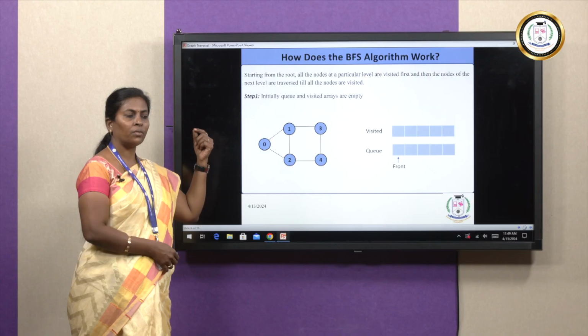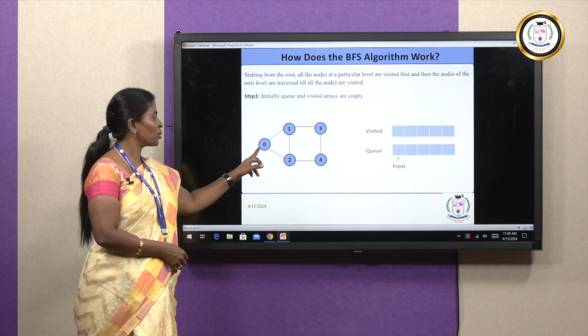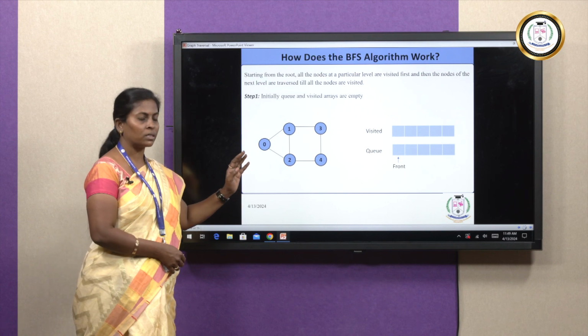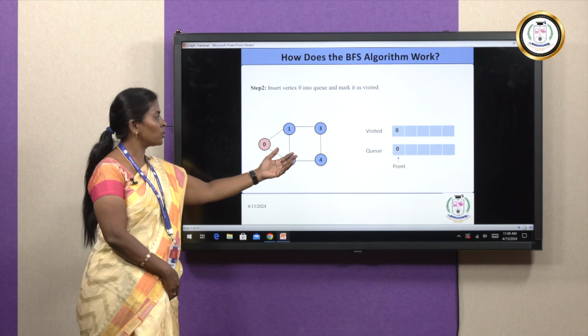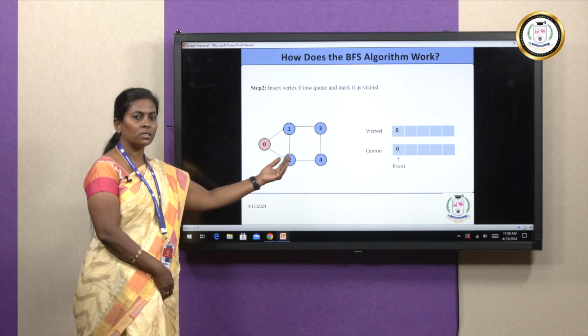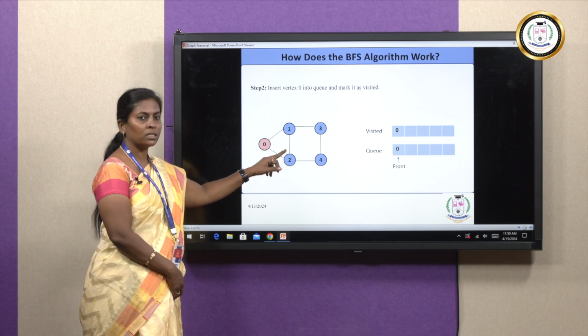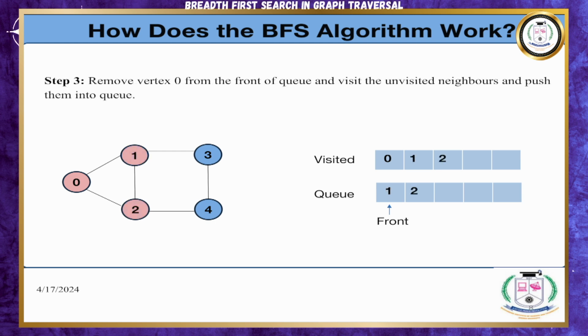Since it is a graph, we can consider any node as the source vertex. So here I am going to consider 0 as the source vertex, and from here I am going to start traversing. Now we have to insert the source vertex, that is 0, into the queue and mark it as visited. Then we have to remove the vertex 0 from the front of the queue. Then we are going to visit the unvisited neighbors. That is, for 0, 1 and 2 are unvisited neighbors.